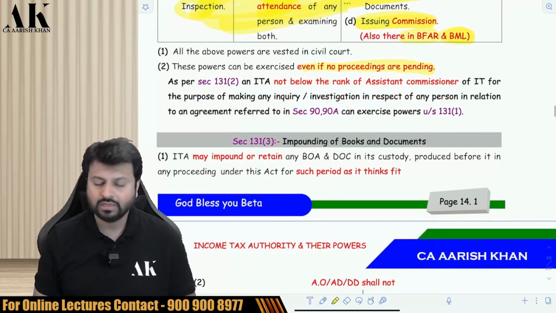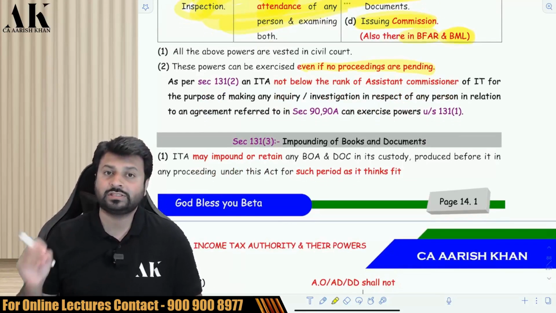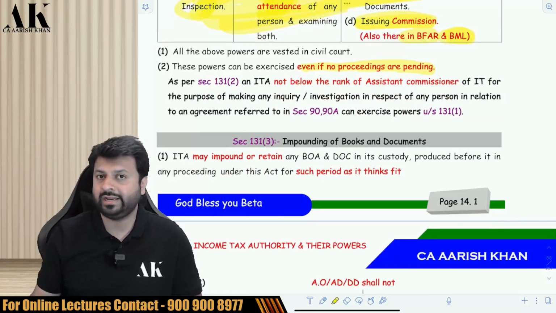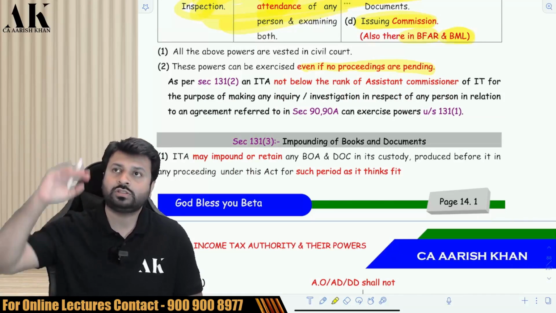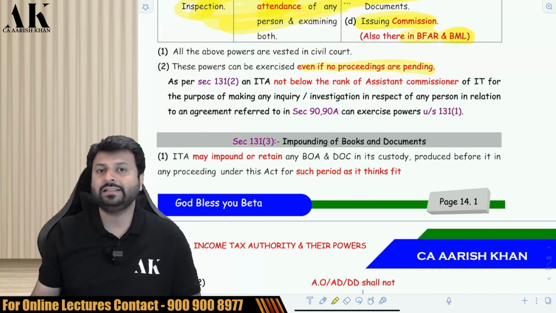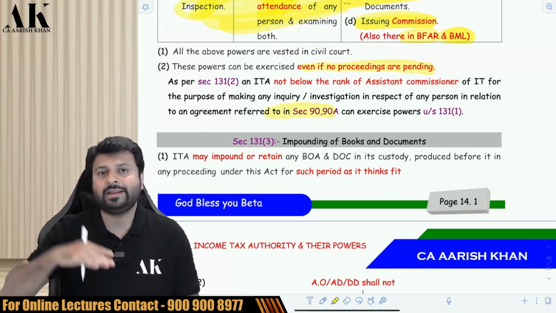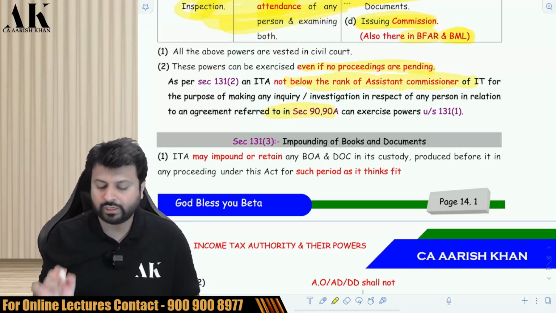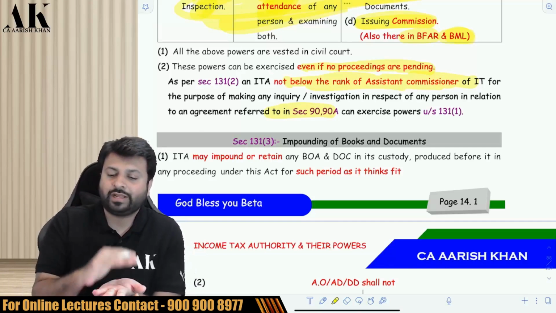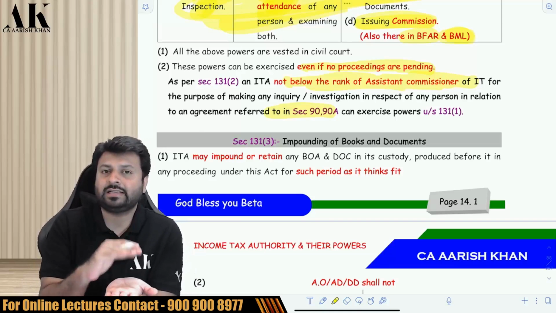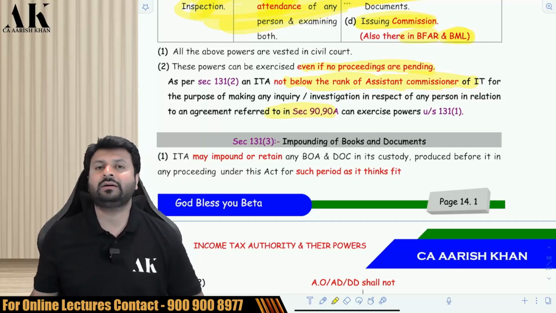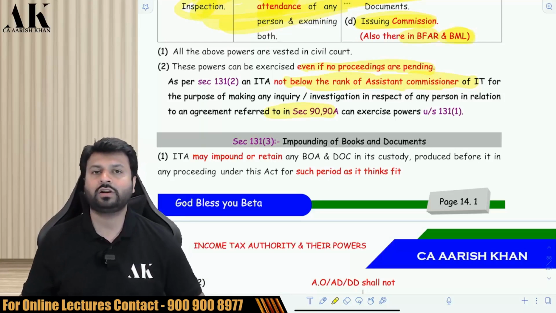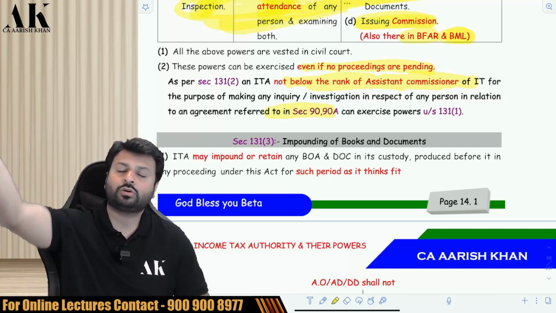Okay, now suppose the department wants to enforce these powers cross border, that is, if they want to issue summons to a person who is located in, say, UK or USA, then first of all there has to be a DTAA between India and that country, and in that case the Income Tax Authority will not be below the rank of Assistant Commissioner. So they have put a cap on the Income Tax Authority. In that case the Income Tax Authority has to be at least an Assistant Commissioner of Income Tax or above. Otherwise you cannot call for information, or you cannot issue summons in cross border cases.